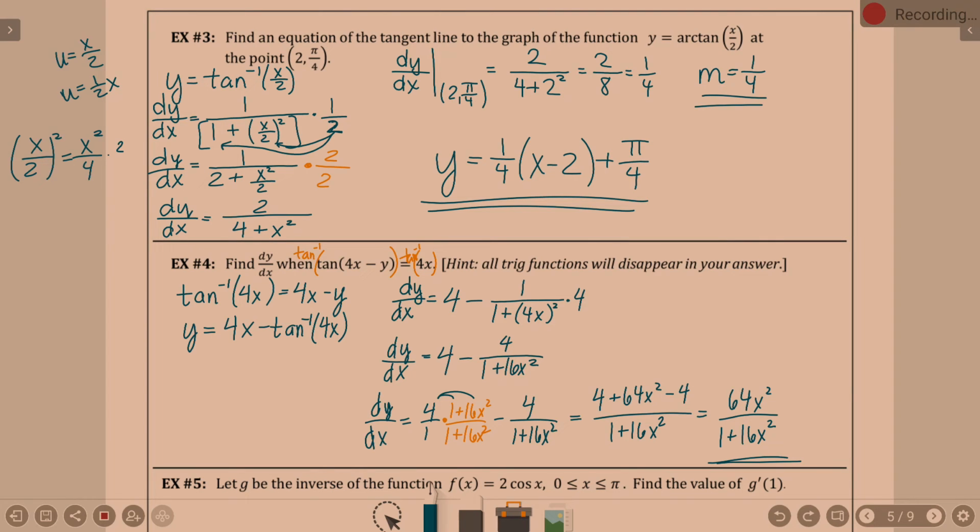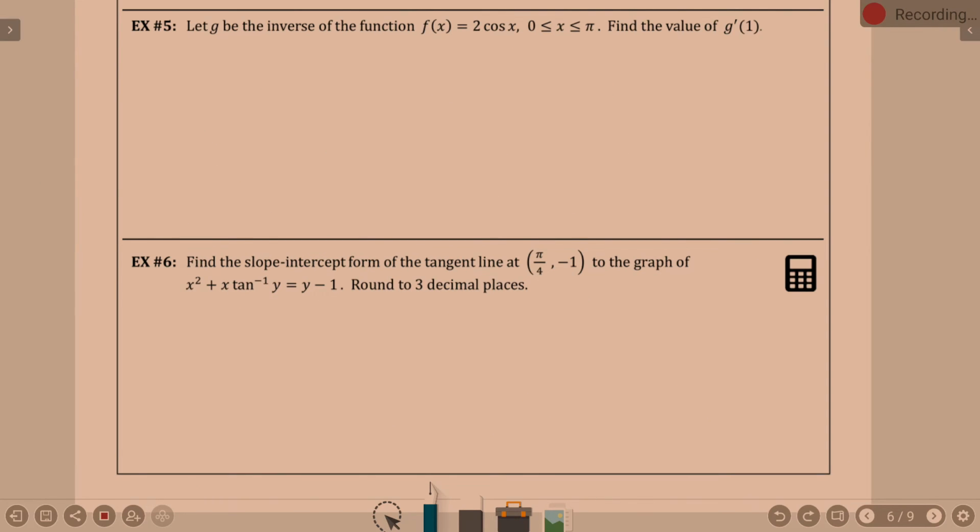Example 5 when you're ready. Let g be the inverse of the function f of x equals 2 cosine x, where x is between 0 and pi. Find the value of g prime of 1.